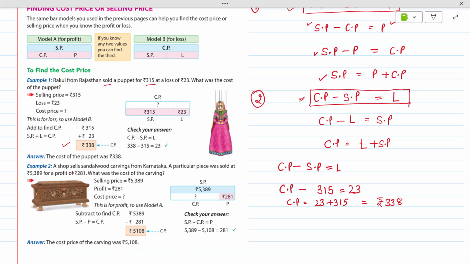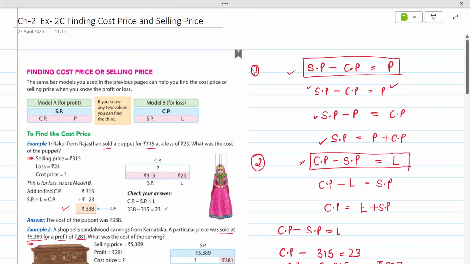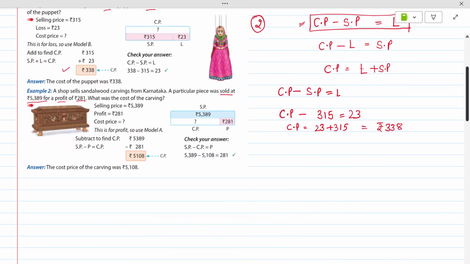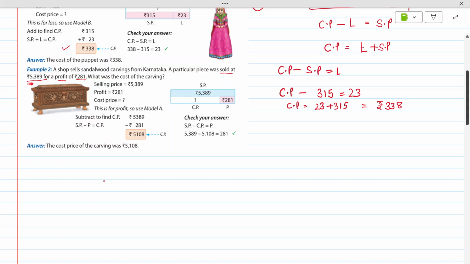Next, a shop sells sandalwood carvings from Karnataka. A particular piece was sold at rupees 5,389. So this is sold, that means we are talking about the selling price here. Okay, and for a profit of 281. In this case, we are having profit. So kids, for profit, we are using this particular formula, the first one. So let us put the values and see.